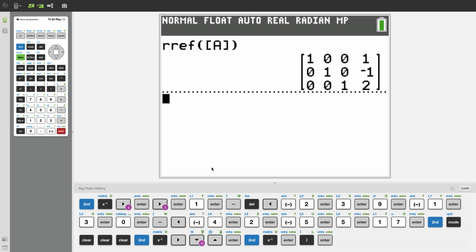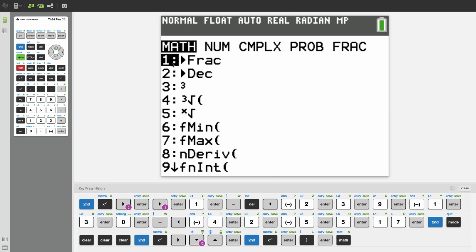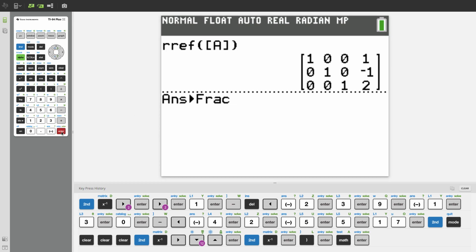Okay, so what's X? 1. What's Y? -1. What's Z? 2. Okay, if I got decimals, you hit math, right under alpha. You see the first thing that came up under math; guess what that stands for? Fraction. Because I don't want decimals. I'm not going to be working with decimals in these, am I? I'm going to have fractions. I would hit fraction, enter.